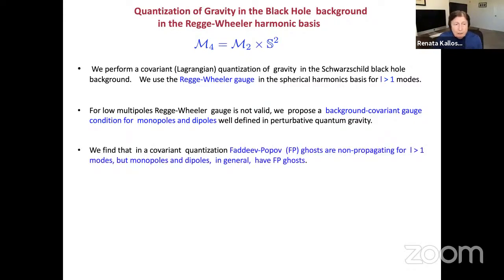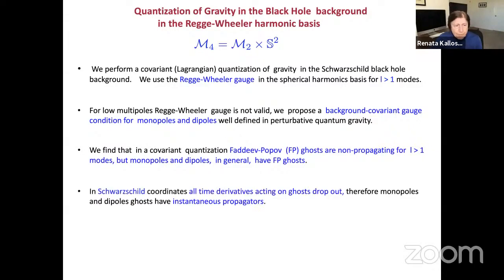And we will find that for all harmonics above one, Faddeev-Popov ghosts are not propagating. However, for monopoles and dipoles, we will find that in general those ghosts are there. On the other hand, it was quite amazing to observe that if we go to Schwarzschild coordinates, all time derivatives drop and the monopole and dipole ghosts have instantaneous propagators, which we're familiar with from QCD quantization in Coulomb gauge.